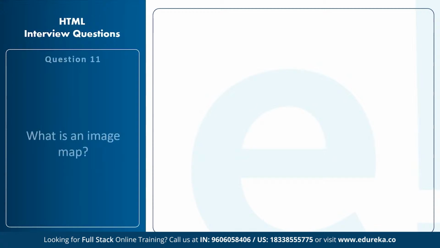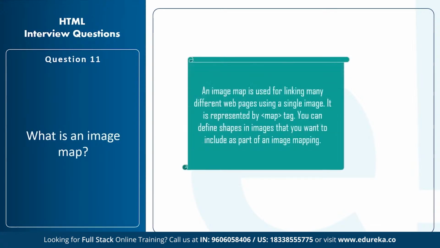Now moving on to the next question, what is an image map? Now an image map is used for linking many different web pages with the help of a single image. Now this is represented by the map tag. So you can define shapes in images that you want to include as part of an image mapping.